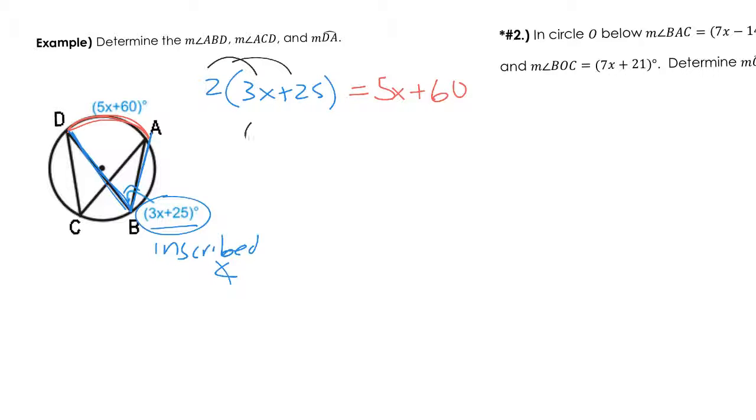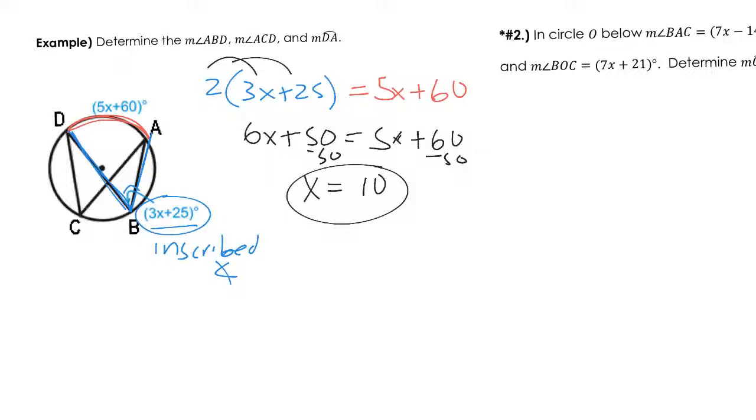Now I could just distribute and solve for x. So 6x plus 50 equals 5x plus 60. Subtract 5x from both sides, I get x equals, subtract 50 from both sides, 60 minus 50 is 10. x equals 10. So if I want to find angle ABD, that's that blue angle here, it equals 3 times 10 plus 25, which is 30 plus 25, so this angle is 55 degrees.